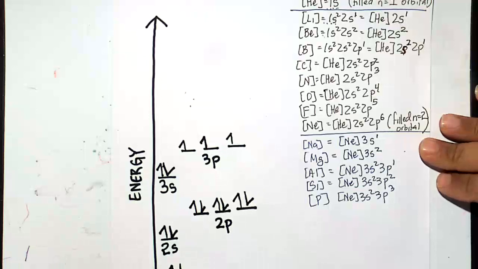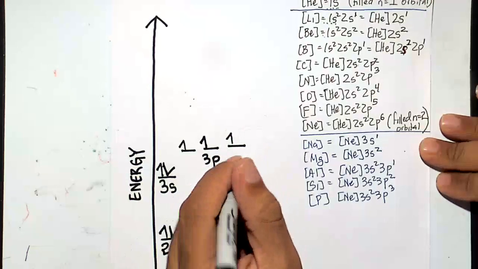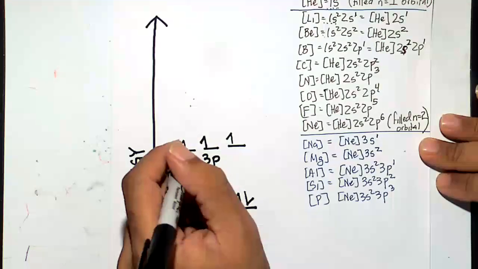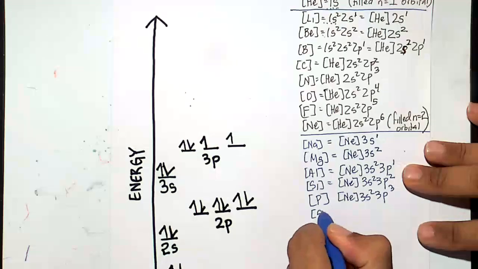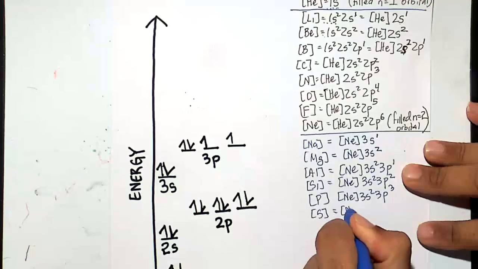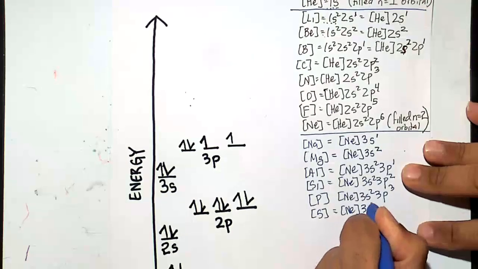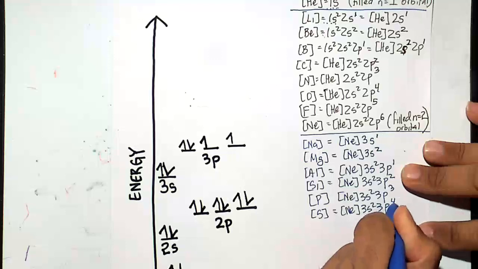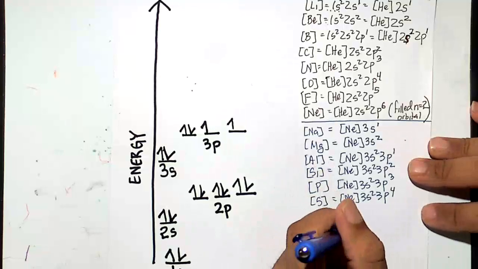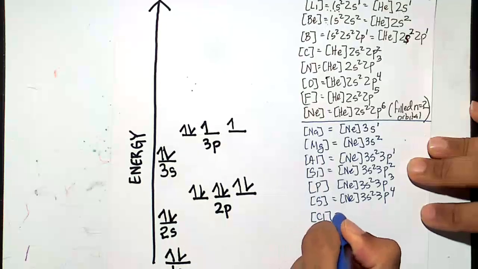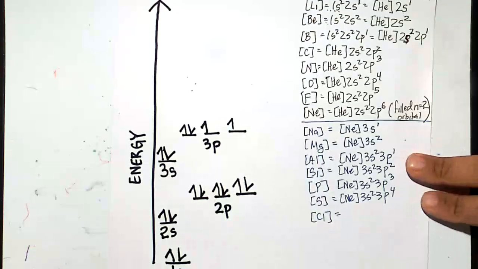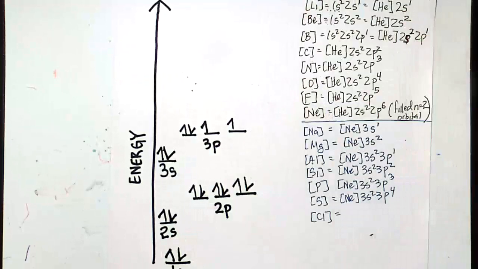All right. Now where will the electrons go for sulfur? We already filled up 15. Where will the 16th electron go? Pair up. Very good. Next, chlorine. Where will chlorine go? Pair up. Chlorine will pair up.